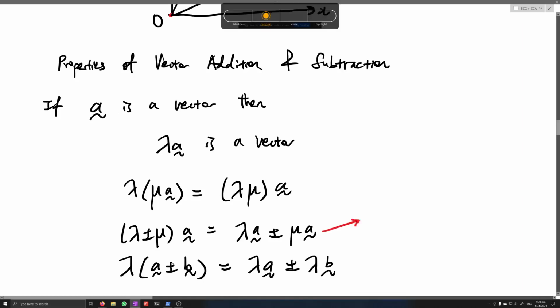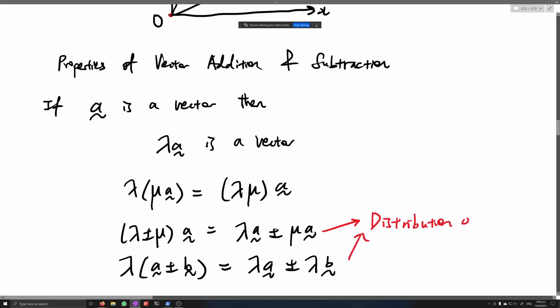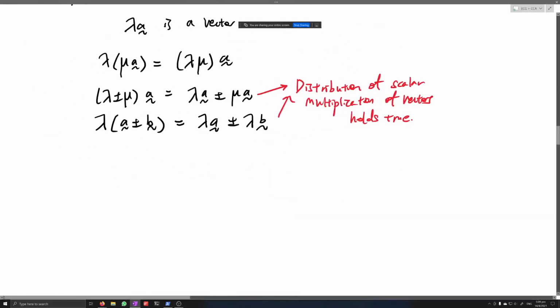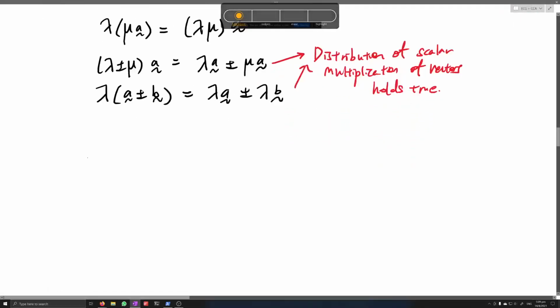So here you have distribution of scalar multiplication of vectors holds true. Okay, this distributive property. Having said that, now I shall go into trying to represent vectors on the Cartesian plane.